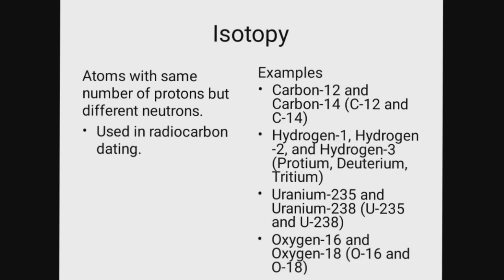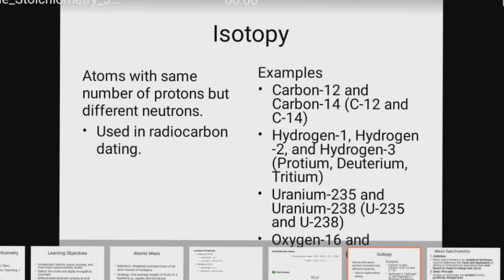Many other elements, I think phosphorus also, exhibit isotopy, a phenomenon where atoms have the same number of protons but different neutrons. This can be used mainly in radiocarbon dating. When we get to that aspect, we will explain how we use it better.